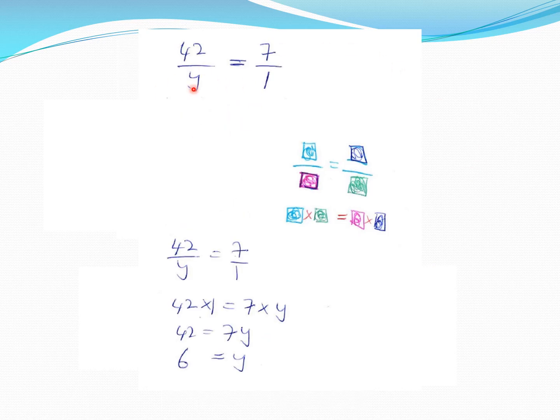So come back to our example that we had a minute ago. It might be easier now when we introduce this method. 42 over y is equal to 7. But 7 is the same as 7 over 1. 7 divided by 1 is still 7. So we're only putting it in that format so that we can do the cross multiply. So 42 over y is equal to 7 over 1. So using the cross multiply that we're now familiar with, 42 times 1 is equal to 7 times y. 42 equals 7y, and we divide by 7. So y equals 6. 42 over 6.